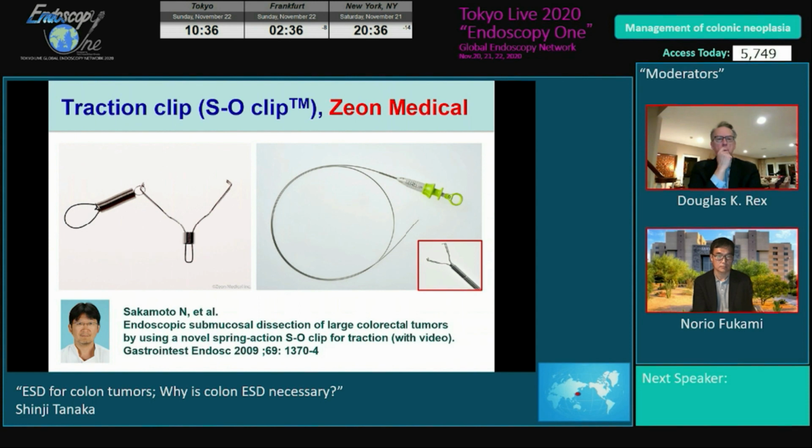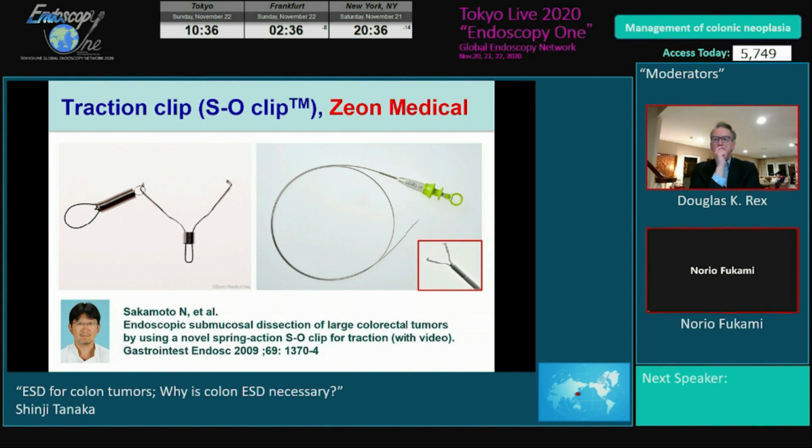Next, I introduce the SO clip for traction of the lesion. Counter traction of lesion is very effective to get a good situation at the submucosal layer to dissect. Clip with string is also useful. However, colon is a complicated long structure and sometimes it is not effective. SO clip can traction the lesion in any directions.